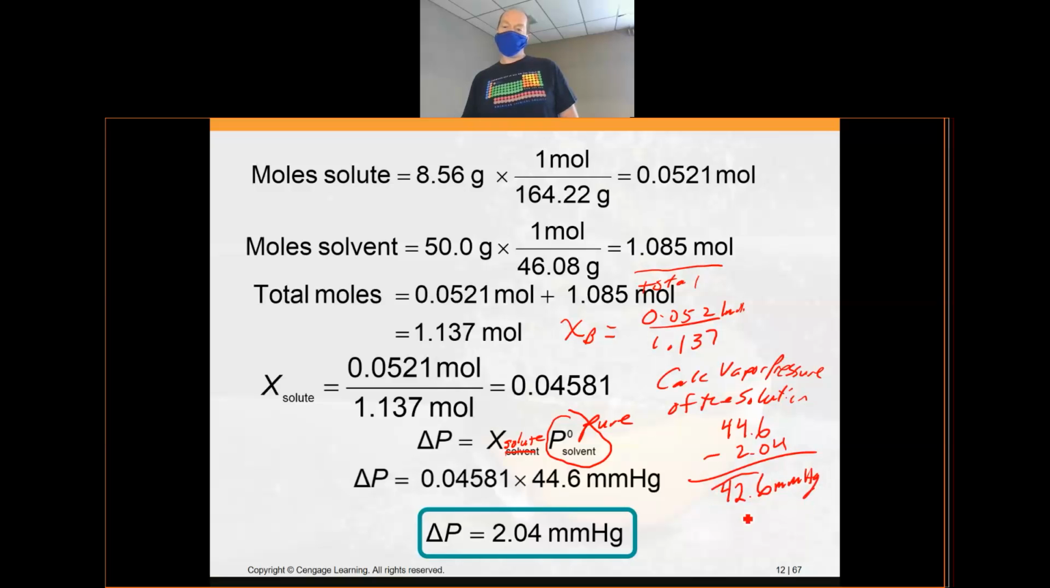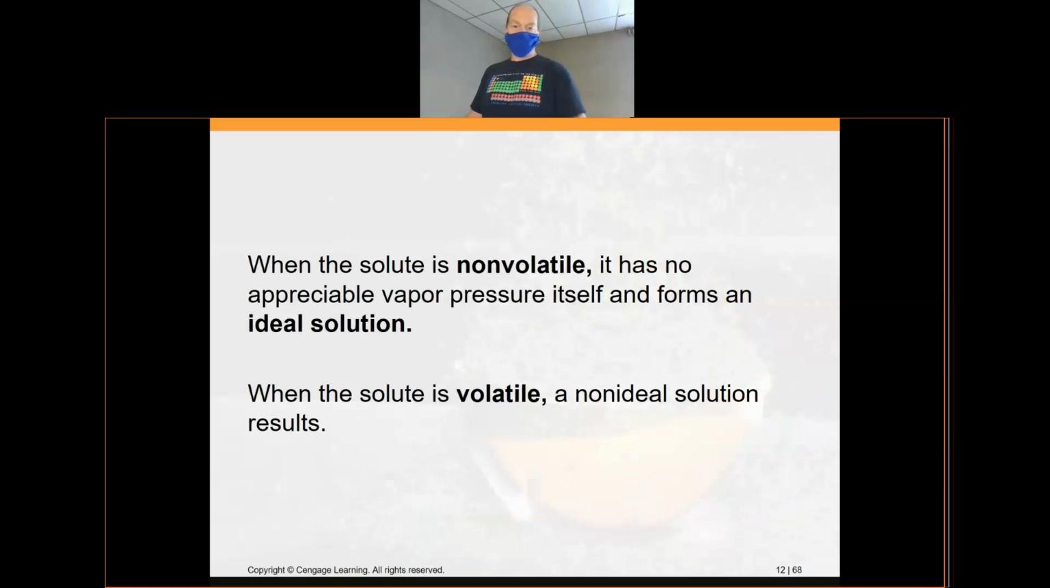So if you're doing the sig figs, it is 42.6. If you're not doing sig figs, then it's 42.56. All right, and so you have a vapor pressure lowering, which means that this solution has a lower vapor pressure than it had when it was pure.